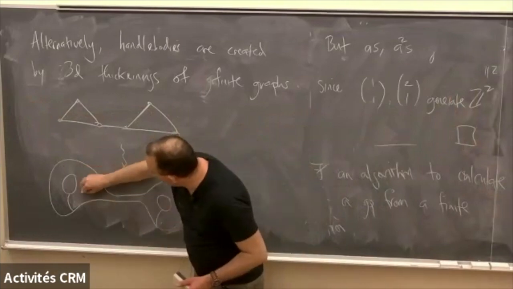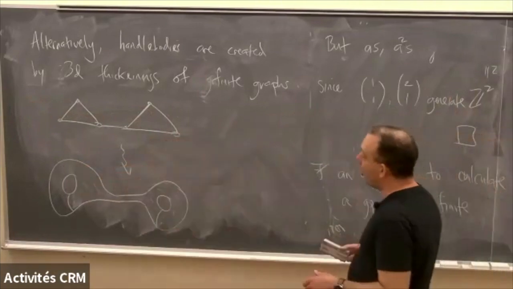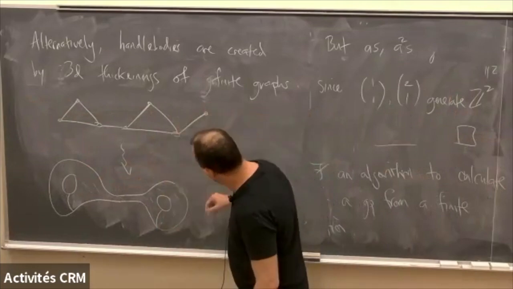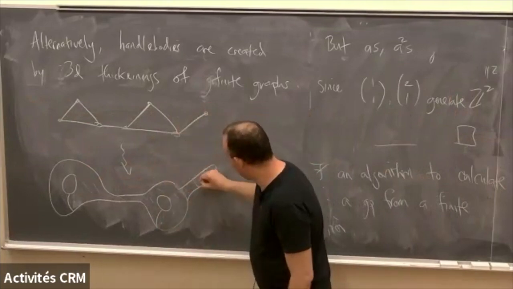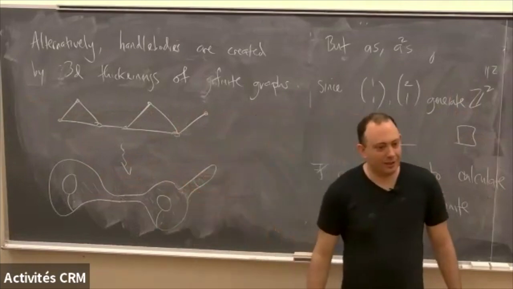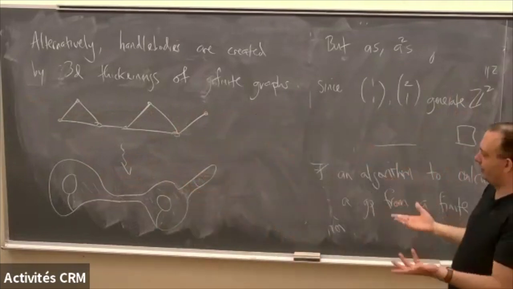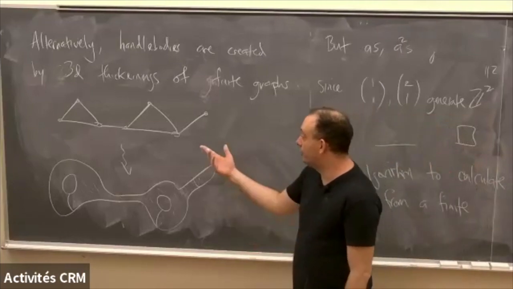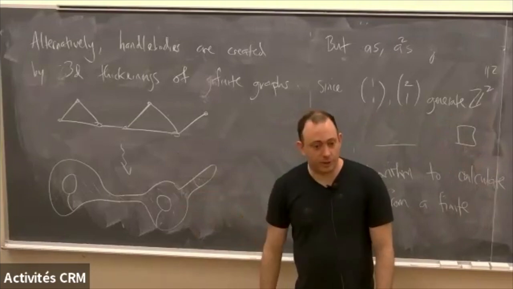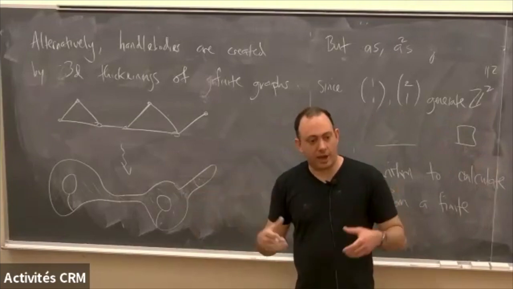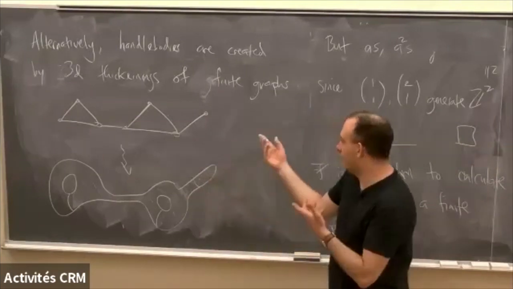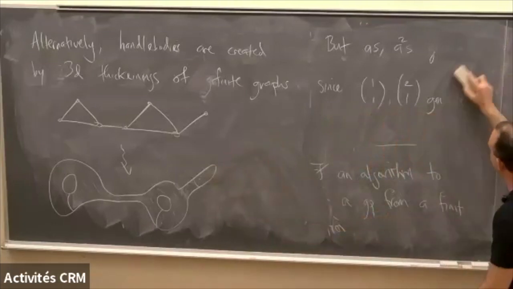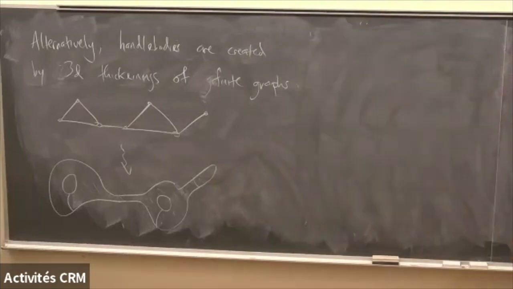And this is again filled in. What I'm trying to indicate here is that you can do this with any finite graph. If you take a wedge of G loops and take a thickening of that, then you'll get a genus G handle body. But any finite graph gives you some genus handle body. Any other questions so far?